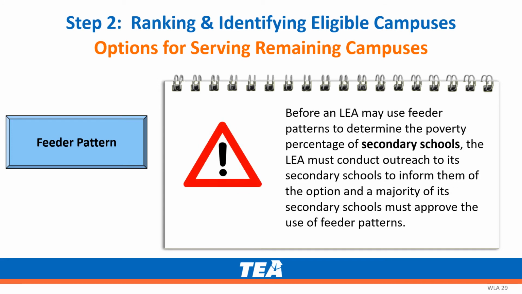It is important to note that before an LEA may use feeder patterns to determine the poverty percentage of secondary schools, the LEA must conduct outreach to its secondary schools to inform them of the option, and a majority of its secondary schools must approve the use of feeder patterns. A secondary school would be defined as a middle school and high school.